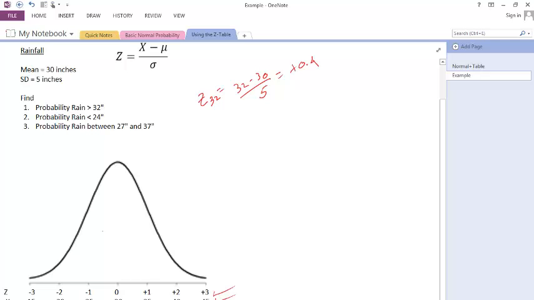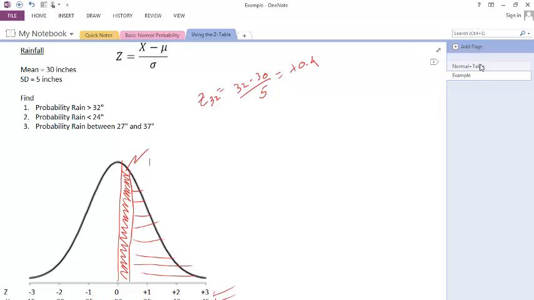So here's the mean, there's 30. We're looking at greater than 32, so something like this is the area that we want, everything to the right of that line. Now, if it were to the right of 30, we'd know it was 50%, but that's not what we're looking for. We're going to find this area by going to the z-table. So z equals 0.4.